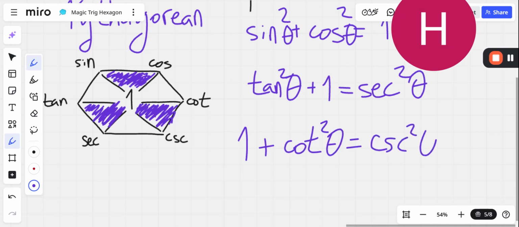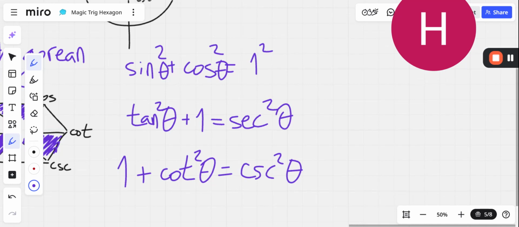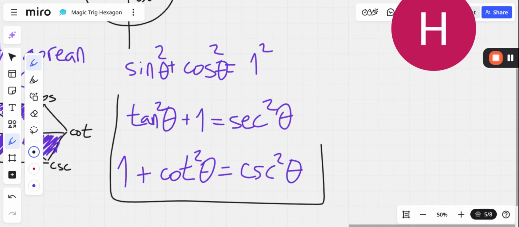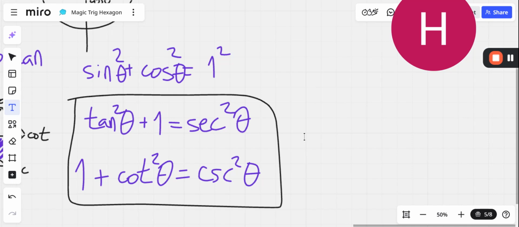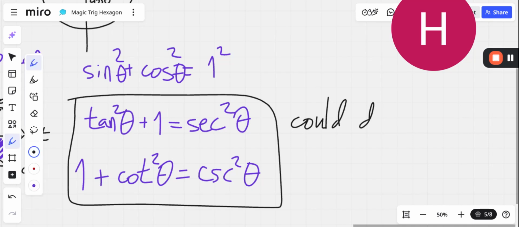That's the bottom squared. Of course, you could derive these identities. These 2, you could derive them. Okay, my text doesn't want to work. These could be derived from sine squared plus cosine squared equals 1.